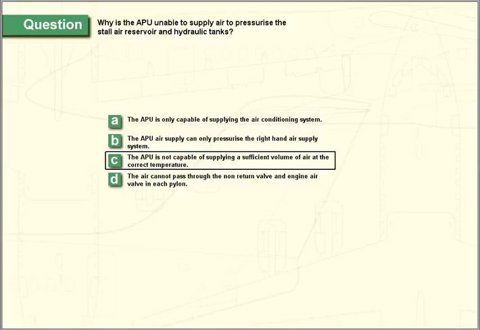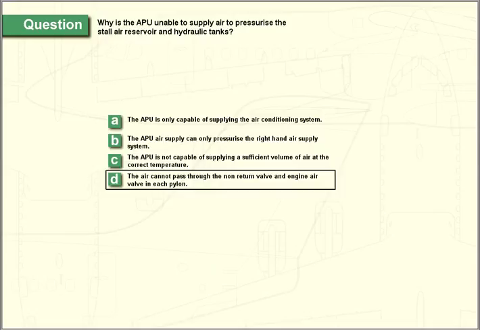Why is the APU unable to supply air to pressurize the stall air reservoir and hydraulic tanks?